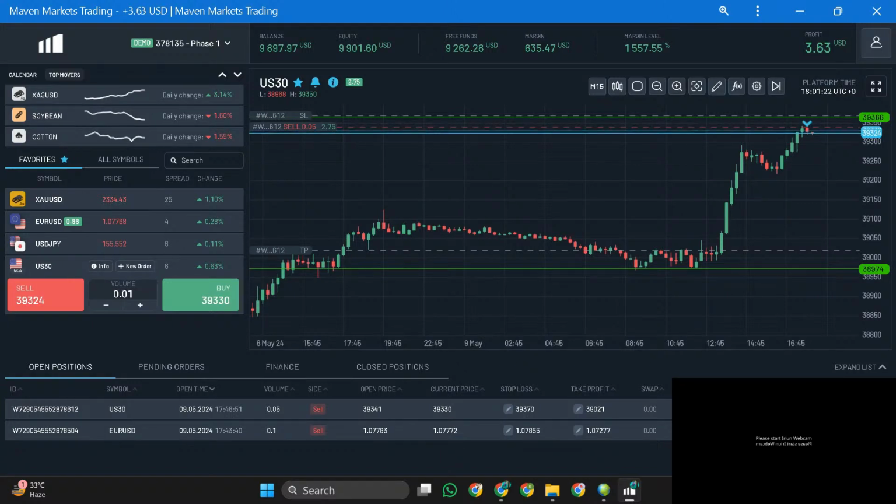Although gold is moving up, so that's not a good sign for us. That's disturbing. Gold movement is not aligning with our trades. So that suggests that the probability of this US 30 turning around decreases. Yeah, you can see very clearly it's turning around. The trend is trying to continue.